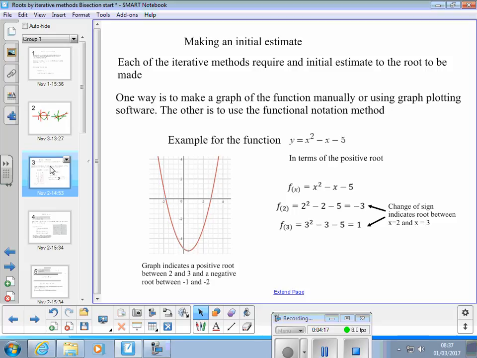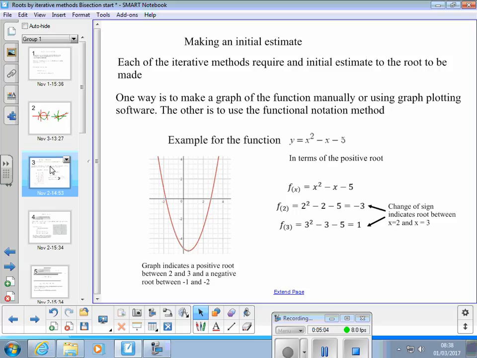So, firstly, we could make a graph of the function manually or using some kind of graph plotting software, like the image on the left. That indicates there are roots somewhere between 1 and 2, and in -1 and -2 is a root somewhere there. So we can make a first guess at -2 or -1, -1.5, whatever we thought was appropriate for either method. And we can see that there's a root between 2 and 4, somewhere just under 3. So we can make an estimate around that area to start the method.